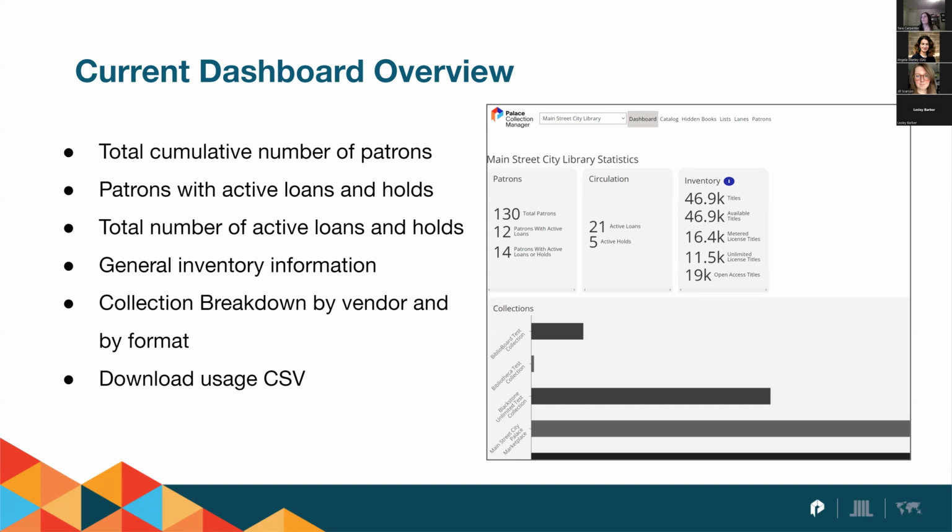We'll show you patrons with active loans and holds and the total number of active loans and holds for your library in PALAS. It will give a breakdown of general inventory information, as well as a collection breakdown by vendor and by format. And you can also download your usage CSV file. And also you can see on the little square over here where it says inventory, there's a little down arrow.